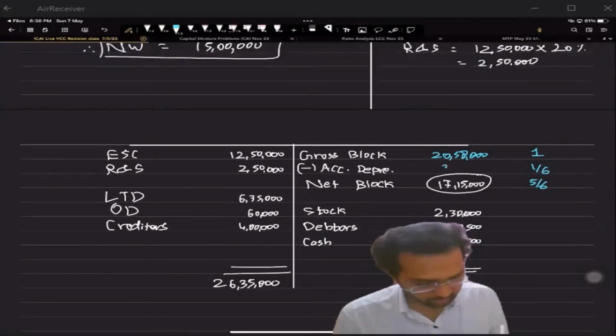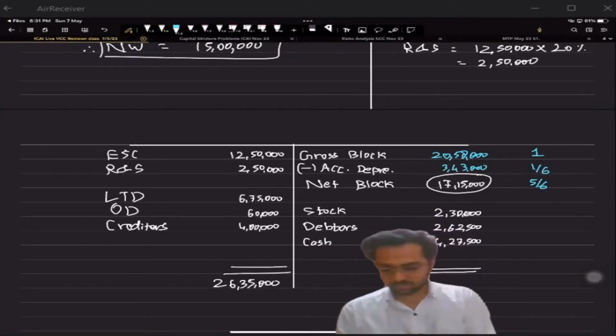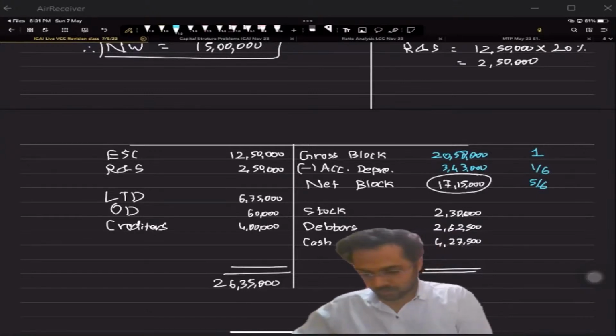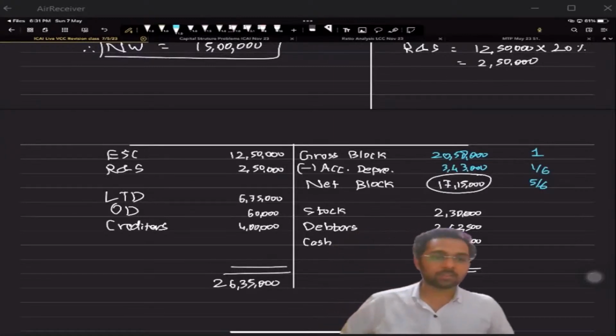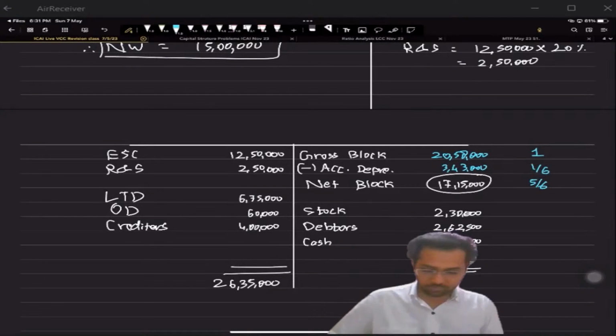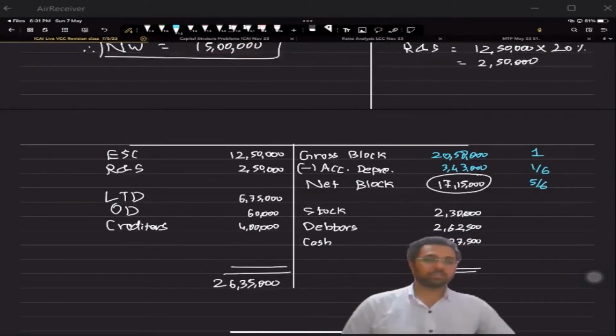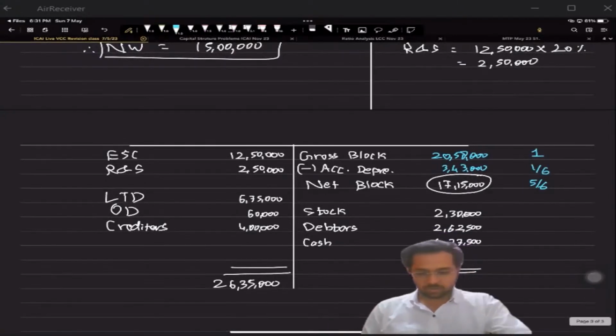And then you have 3,43,000 to be the accumulated depreciation. And you have 20,58,000 minus 3,43,000. So 17,15,000 as the net block. This is the final balance sheet that we have to solve in the given question.